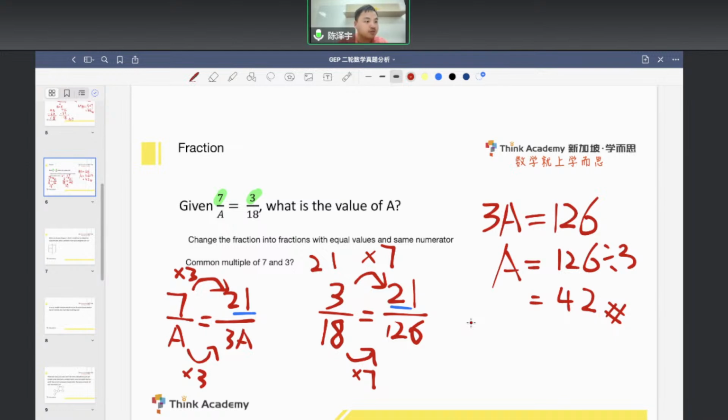So how many of you get this question correct? If you get correct, you can say in the comment section that you get correct. So this is a simple question on fraction. If you have learned in school, it's not very difficult to understand that you need to change into an equivalent fraction. Now let's move on to the next one.